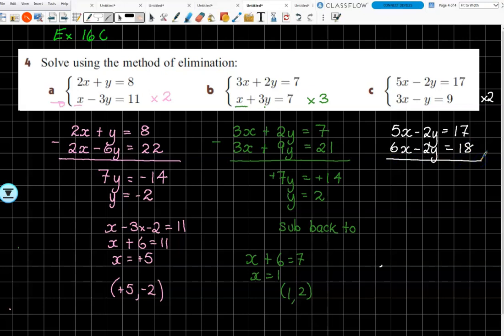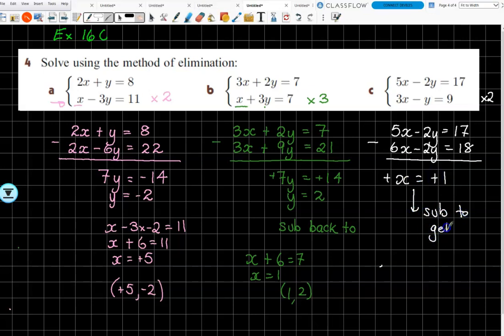Decision time. Are you going to add or are you going to take? Take. Correct. Because minus 2y take 2y, the take becomes the plus, they disappear. So 5x take 6x is minus x. 17 take 18 is minus 1. They cancel each other out, and now sub back in to get y.